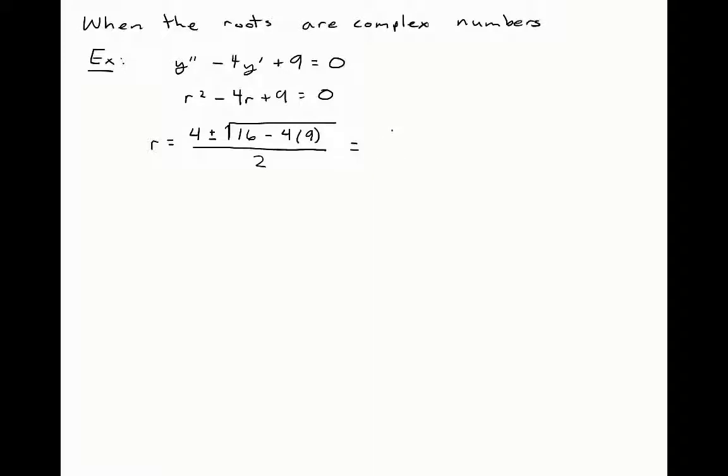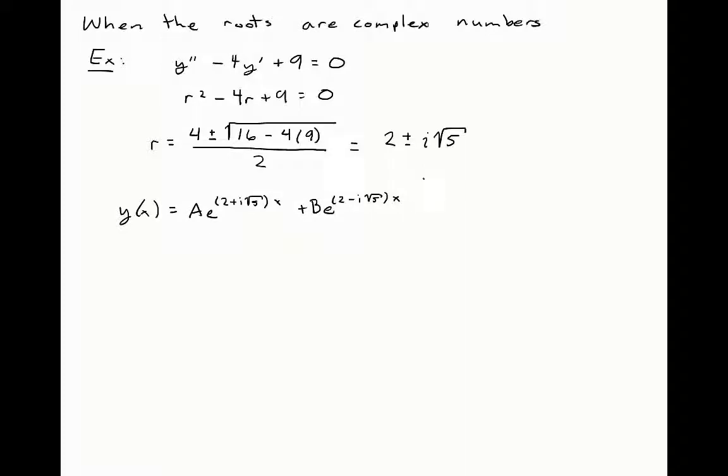Okay, so if you work this out, what do you get? This is 16 minus 36, which gives you minus 25. If you want to work out the algebra for yourself, just pause the video and take a minute to verify that you get the same thing that I got. So these are our roots, 2 plus or minus i times the square root of 5. And we can do the same thing we always do to write the general solution. So this is technically the solution.